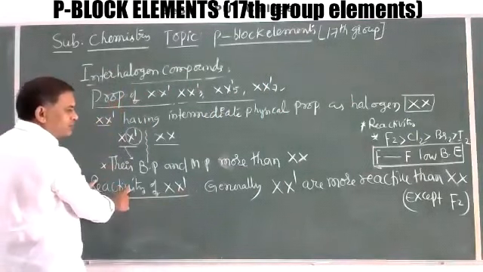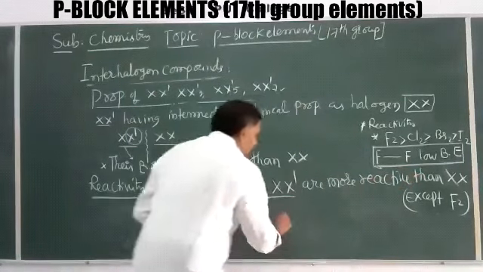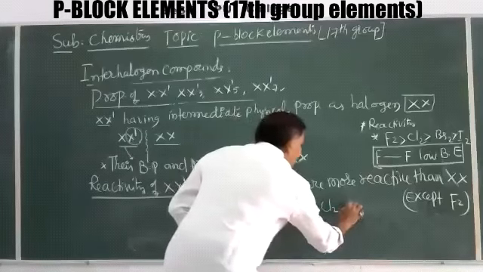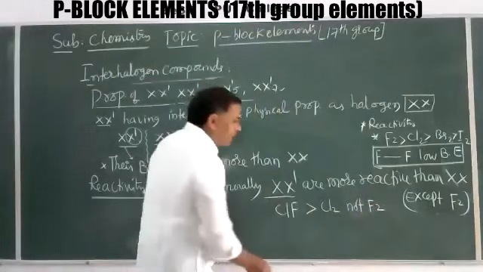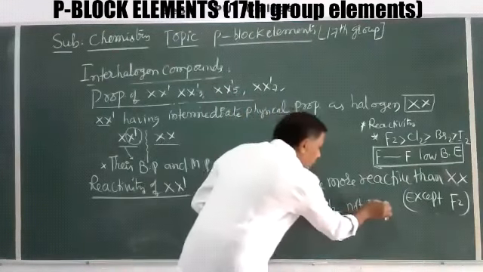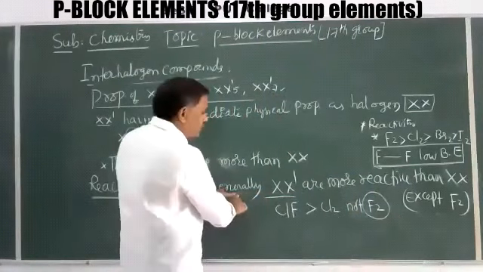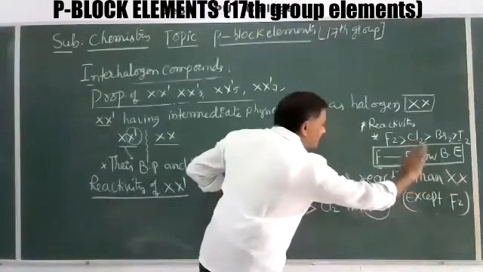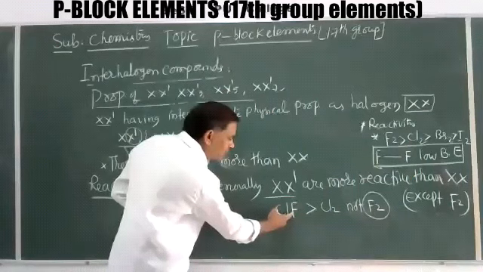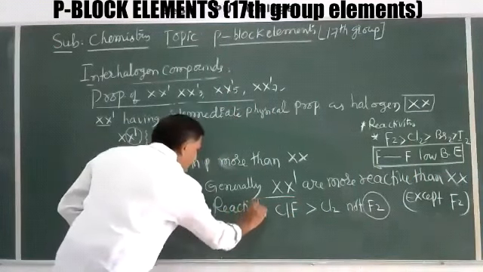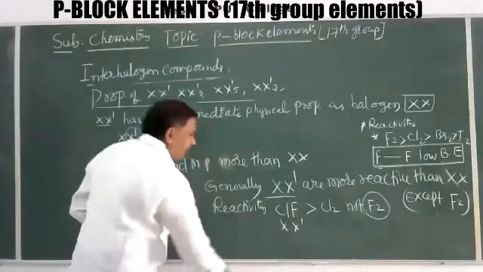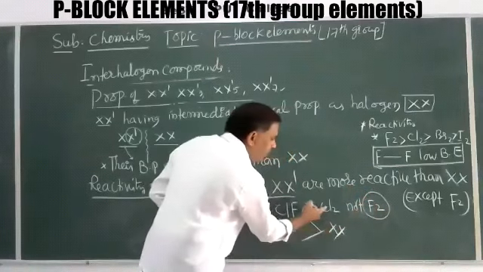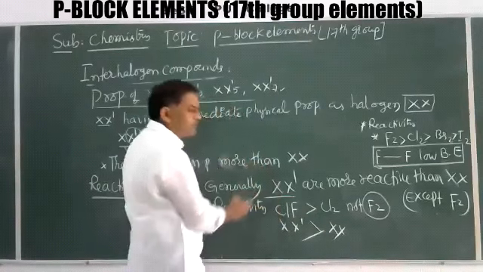Similarly, among interhalogens, XX' are more reactive than X2, like ClF is more reactive than Cl2, but not F2. If you compare all the interhalogens and halogens, F2 is the most reactive. That's why generally XX' are more reactive than X2, meaning the remaining halogens, whose reactivity is less. That's why ClF is more reactive. Reactivity order: XX' is greater than X2, but not F2. Except fluorine, the remaining chlorine, bromine and iodine have less reactivity, and interhalogen compounds have more.